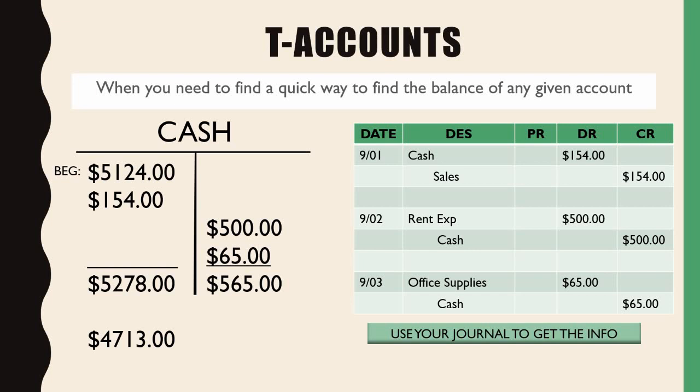And what I'm going to do here is I'm going to find the difference between the two. So then now I know what my ending balance is. So in this case, I have 5278 for my debit side, and I have $565 on the credit. So I'm going to take the difference between them, and it's going to give me that I should have $4,713 left in my cash account.